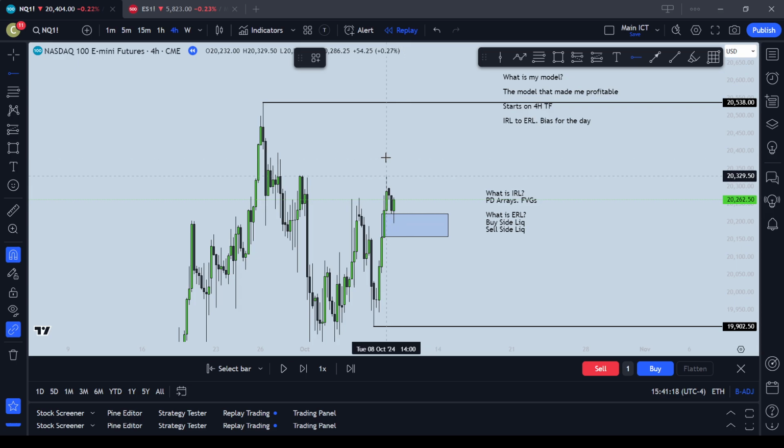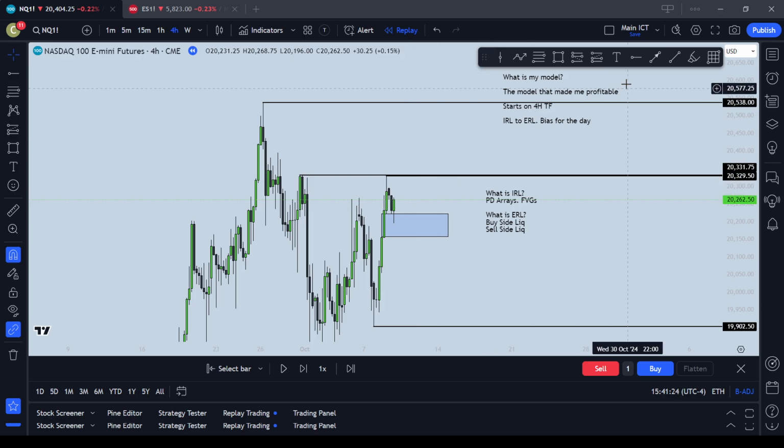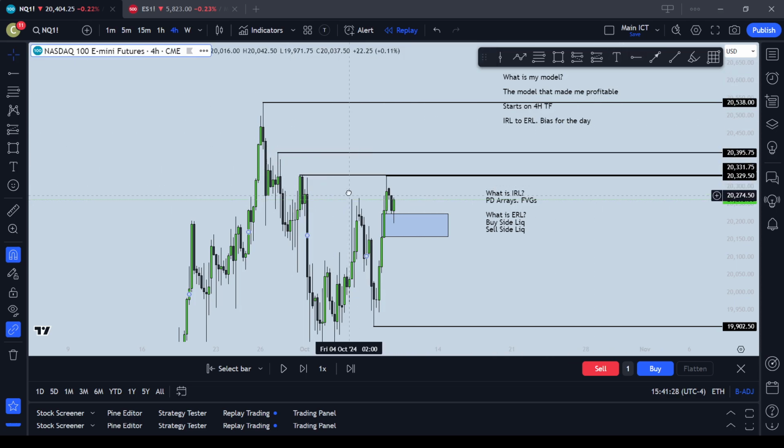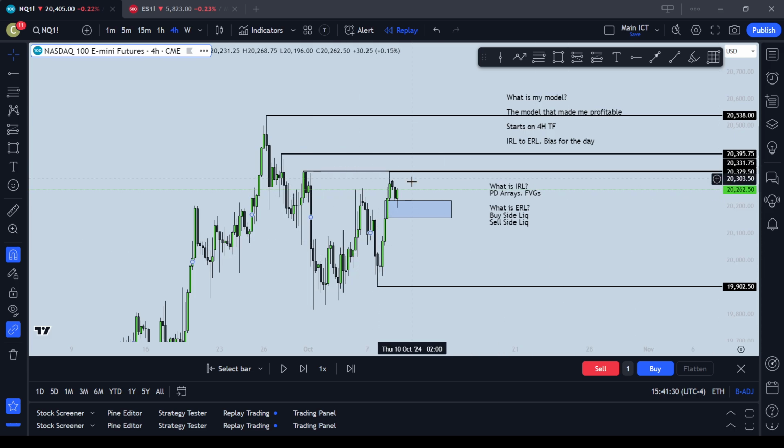Where's our external range liquidity? You have it resting right there. You have some external range liquidity left sitting over here. You have external range liquidity sitting over here, right? And these are all targets that in theory you can use as take profits, okay?